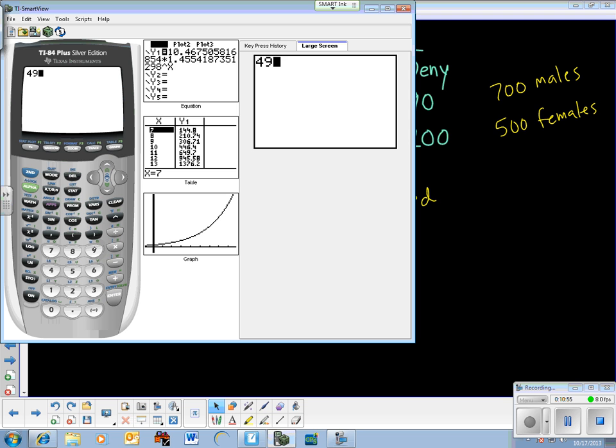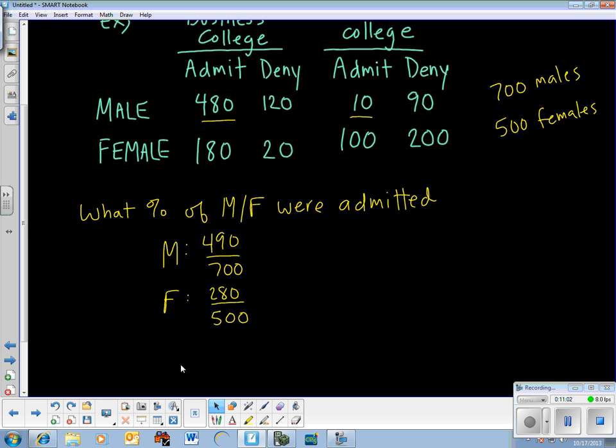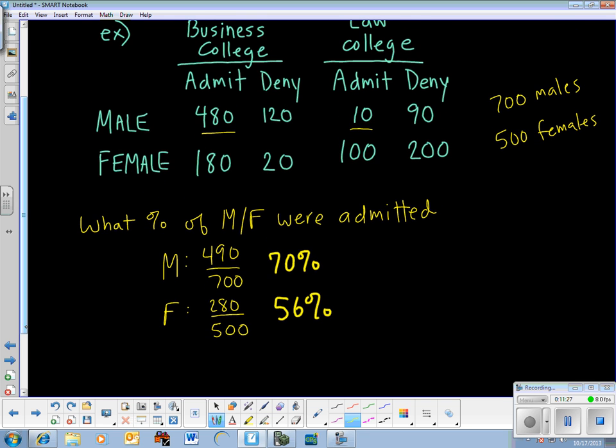So 490 out of 700 was 70%. 70% of our males were admitted. And 280 out of 500 looks like 56% of females were admitted. Okay, so overall, the entire school admits 70% of the males that apply, 56% of the females. So let's look at the different colleges separately.